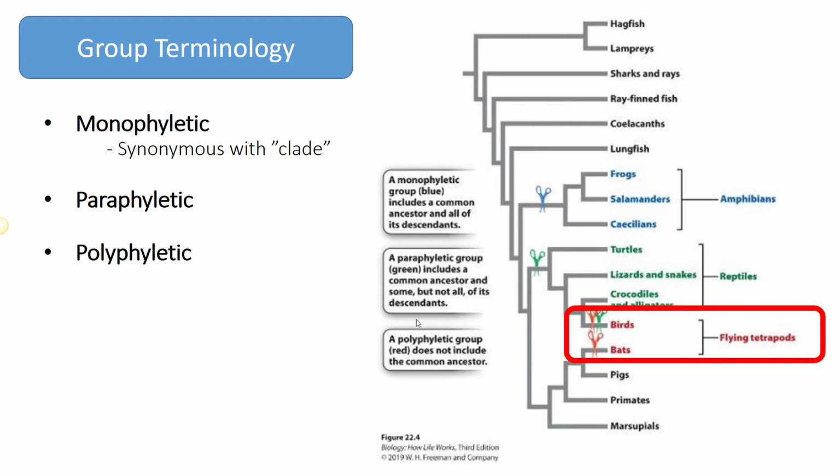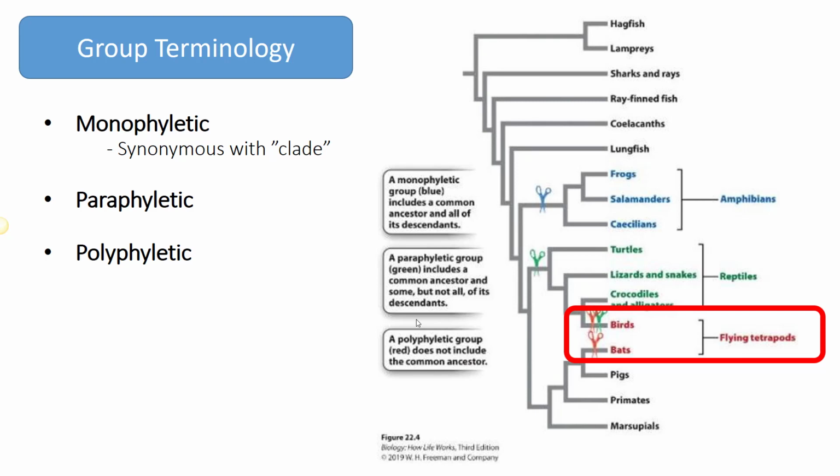A polyphyletic group, shown in red, does not include a common ancestor. Polyphyletic groups also require multiple cuts to be removed from the rest of the tree. The example we have here are birds and bats, which can be classified as flying tetrapods or four-limbed organisms, but do not share a recent common ancestor.